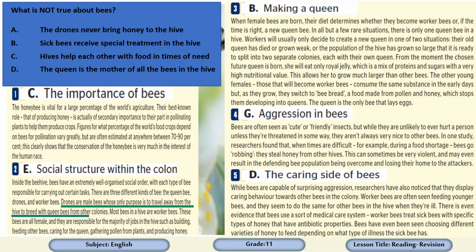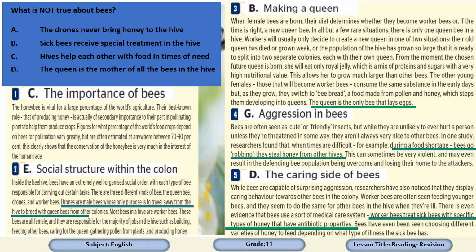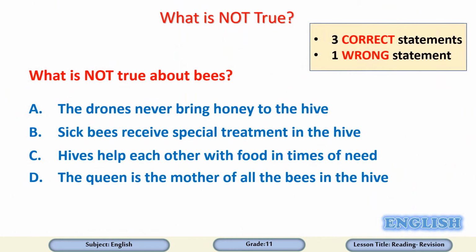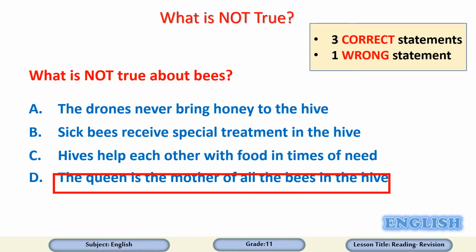So that's right. Statement B, sick bees receive special treatment in the hive. This is exactly stated in paragraph 5. Statement C, hives help each other with food in times of need. What does the text say? During a food shortage, bees go robbing. They steal honey from other hives. So it's clear that statement C is not true, and so it is the answer. The answer will be C.